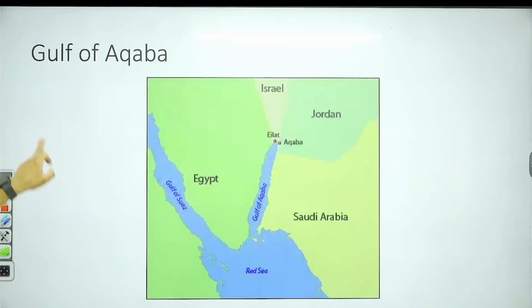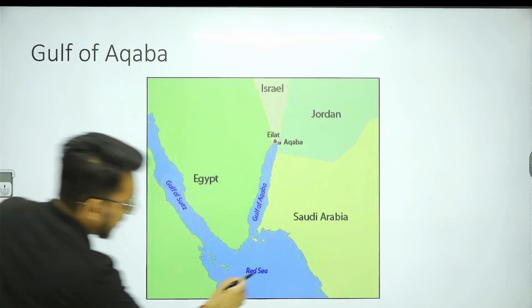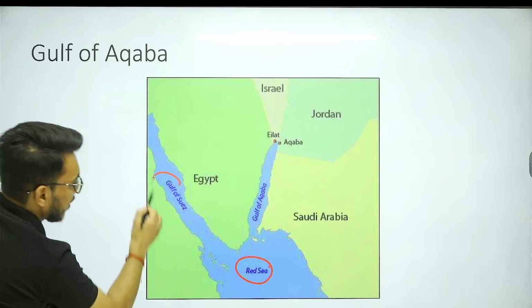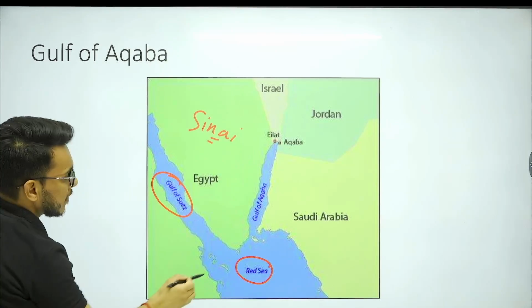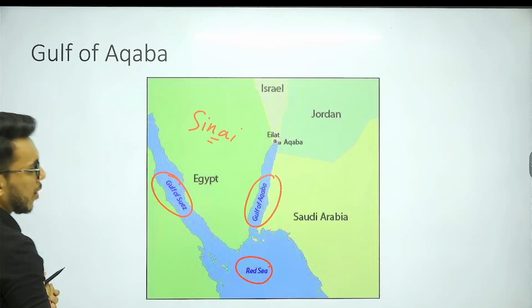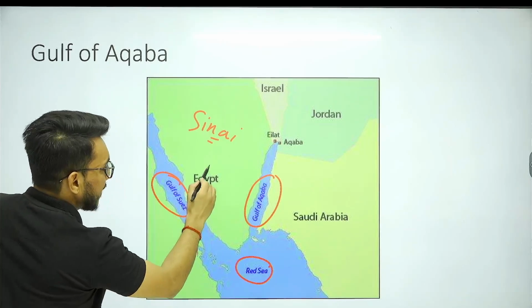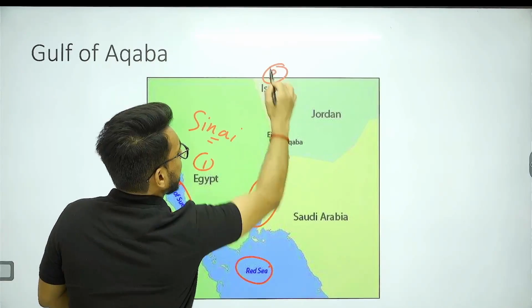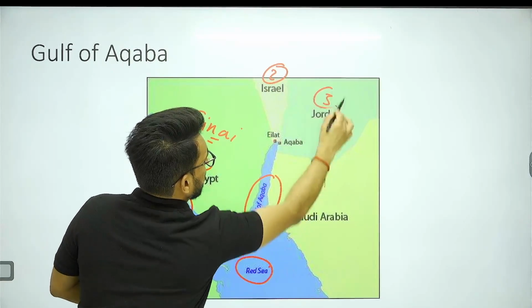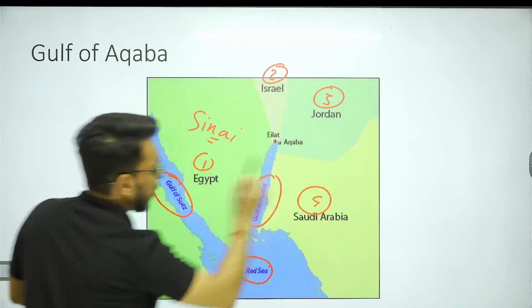Let's see that. Here if you see, we have Red Sea, here we have Gulf of Suez, here we have Sinai Peninsula, here we have Gulf of Aqaba. Now, Gulf of Aqaba coastline is shared by number 1, Egypt, number 2, Israel, number 3, Jordan, number 4, Saudi Arabia.